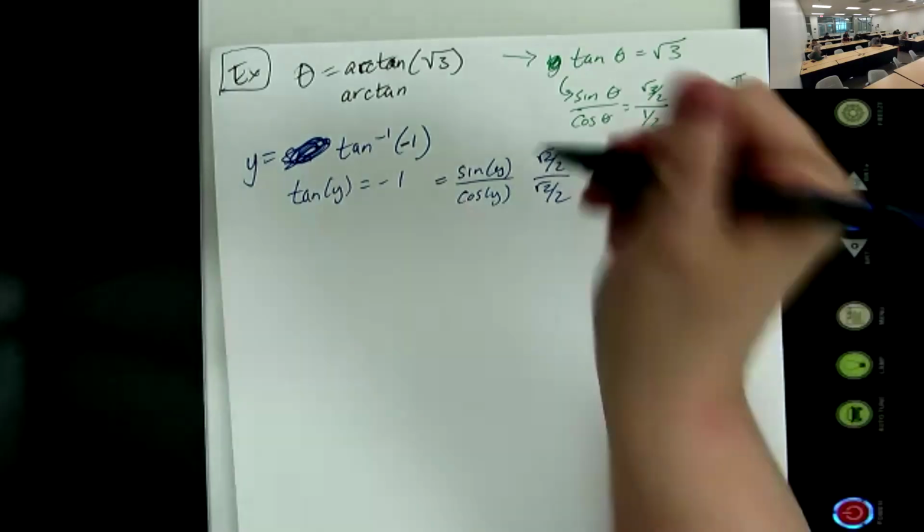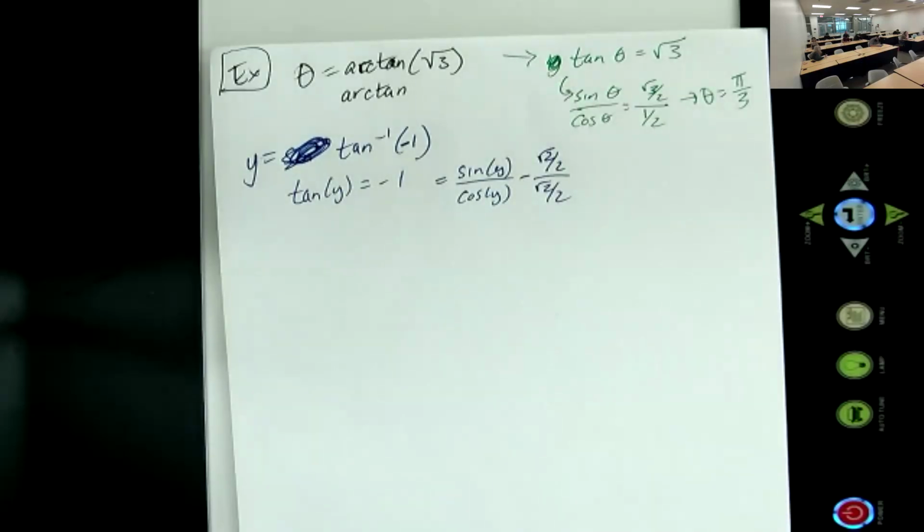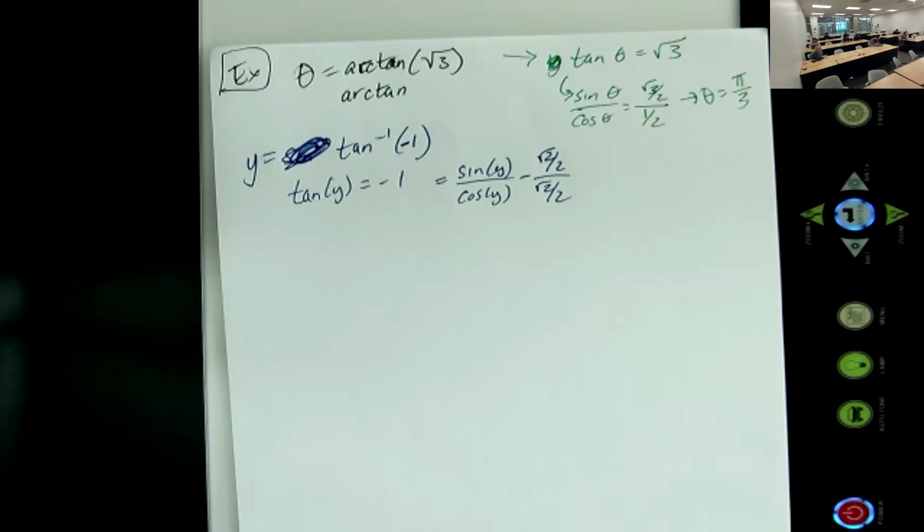And to have negative, where is that happening? Quadrant 2 and 4, and we want quadrant 2. Do I not want quadrant 2? I wasn't sure. No, it's not quadrant 2. Yeah, it is quadrant 2. Let's see.